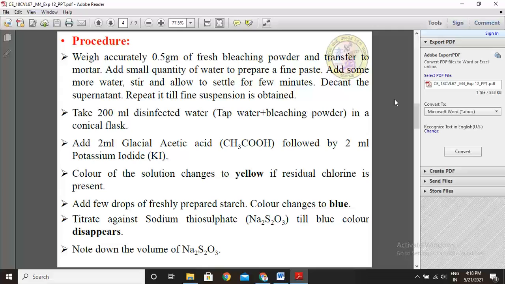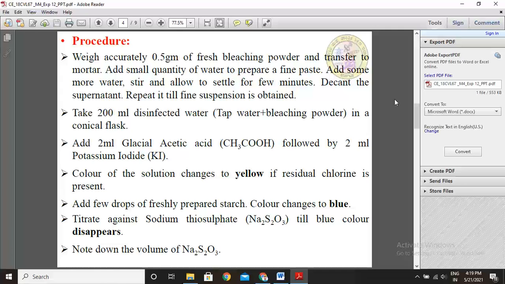Take 200 ml disinfected water. Disinfected water means tap water plus bleaching powder. That is called disinfected water. In a conical flask, then add 2 ml glacial acetic acid followed by 2 ml potassium iodide in the conical flask.